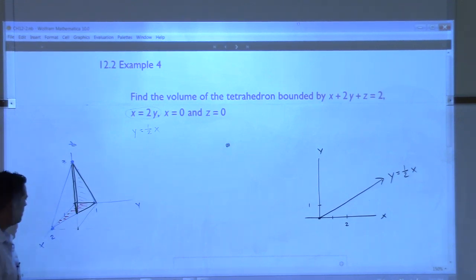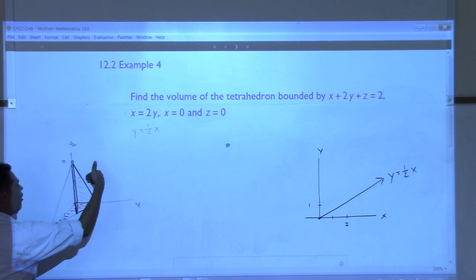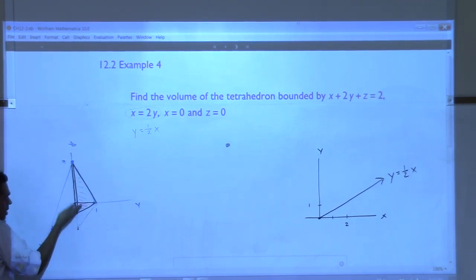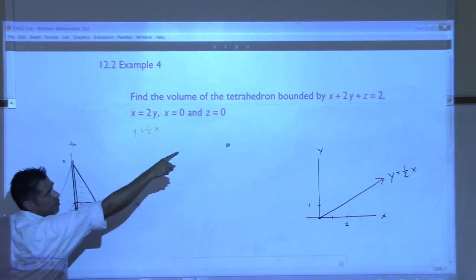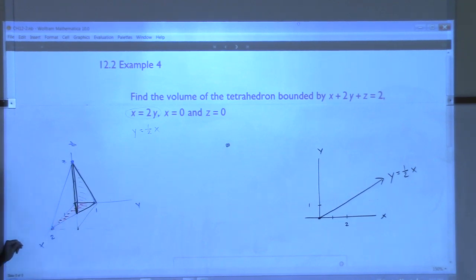How do you know which one it is? It's not the other one. Which one? This one on this side? Yeah. Because the purple here is x is 0, right? So this wall is here. There's no wall here, right? So we have the back wall here, that's x is 0. You have z is 0, which is the bottom. You have this slanted face, which is that equation. And then this one right here creates this cut right there.